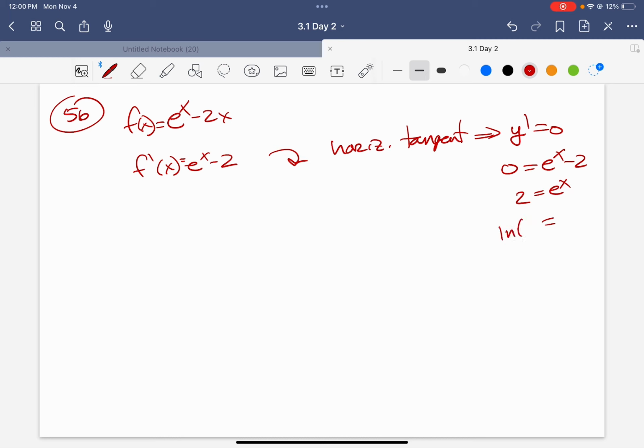And so then if you get this, you just take the natural log of both sides to solve it. So you get x is equal to the natural log of 2. So that's where the tangent line is horizontal, because that's where we have a derivative of 0.